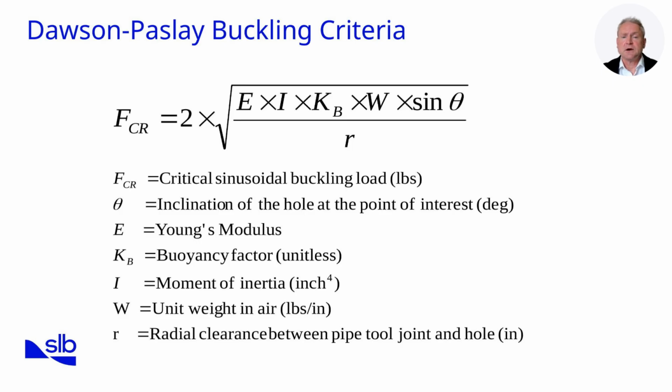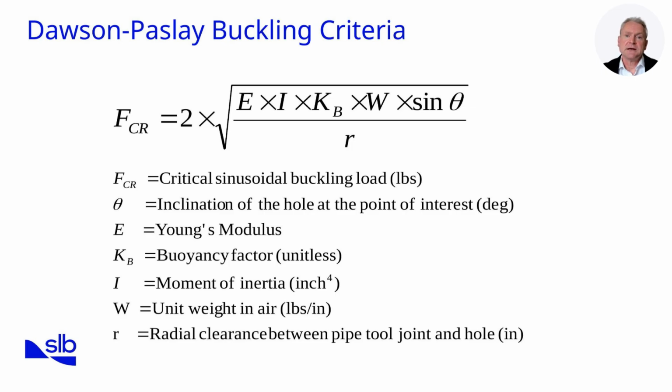Since drill pipe and collars are made of steel, E is constant, meaning that geometry and loads drive most of the variation. I, the moment of inertia, reflects the pipe's resistance to bending. A higher OD or thicker wall greatly increases I, raising the buckling resistance. KB, the buoyancy factor, reduces effective weight in fluid. In high-density mud, buoyancy decreases the compressive force acting on the pipe, delaying buckling.